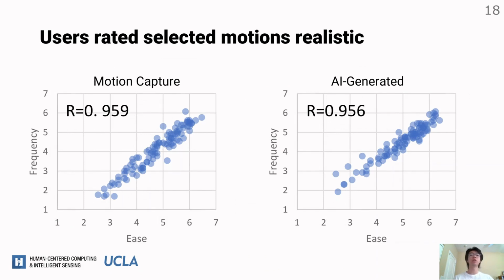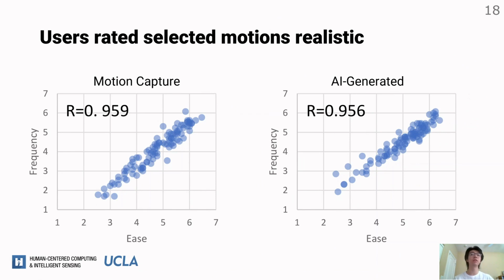From our survey study, we found that most motions were rated as frequently seen and easy to perform. Given that the higher the number, the more frequent or easy, most motions in both motion capture and AI-generated datasets fell above a 4 in both categories. Contrary to what we might expect, we also found that the AI-generated motions tended to be perceived as more frequent and easy when compared to their real-world counterparts. This indicates the potential for AI-generated motions to be used as an alternative to traditional motion capture given their ease of use and practicality.